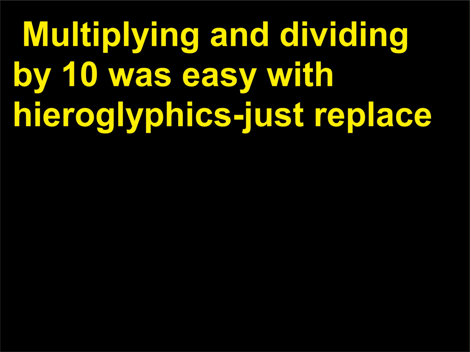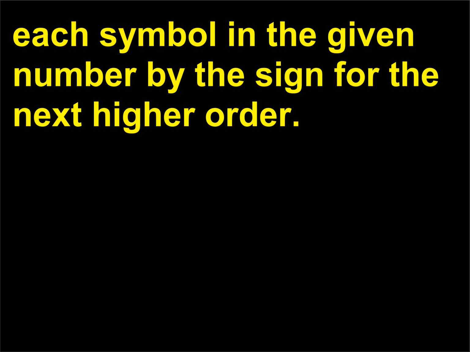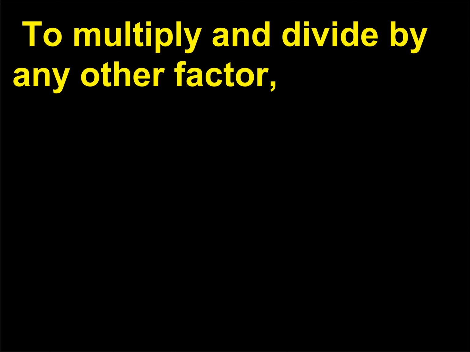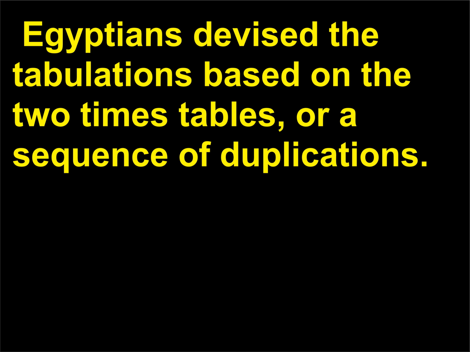Multiplying and dividing by 10 was easy with hieroglyphics. Just replace each symbol in the given number by the sign for the next higher order. To multiply and divide by any other factor, Egyptians devised tabulations based on the 2 times tables, or a sequence of duplications.